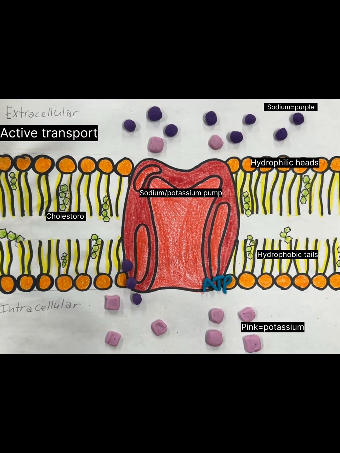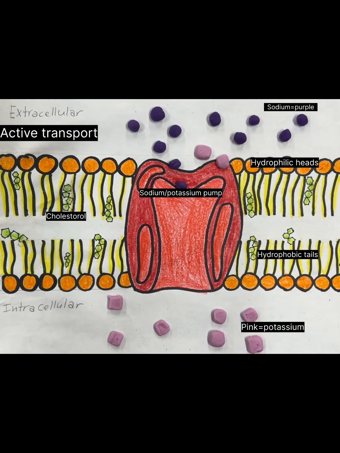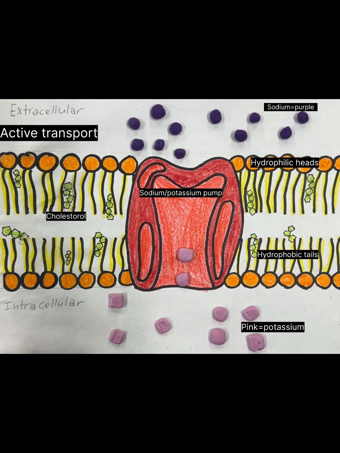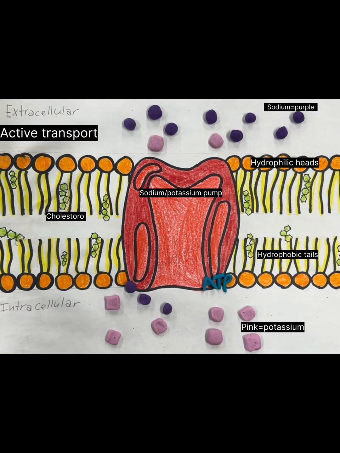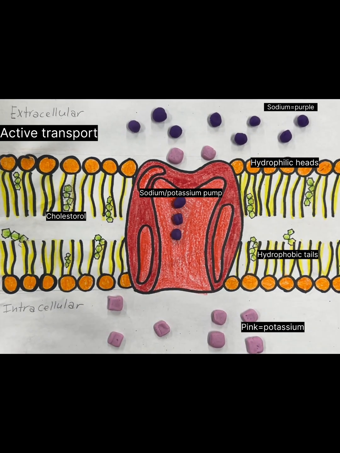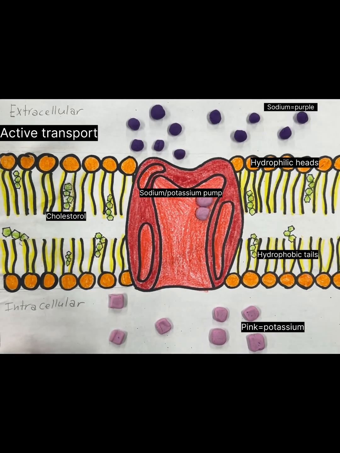The sodium-potassium pump is crucial for organisms because it maintains the ion gradients essential for cell function. This is necessary for nerve impulse transmission, muscle contraction, and nutrient transport.